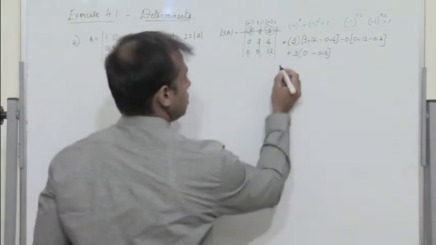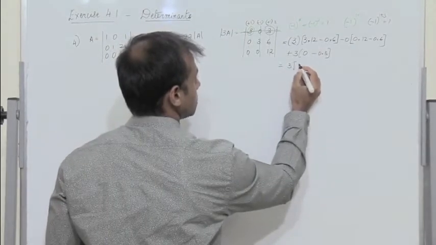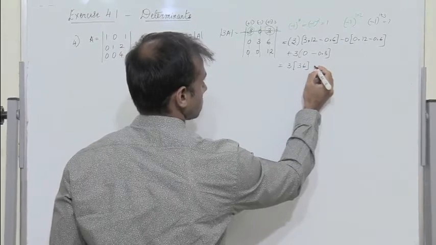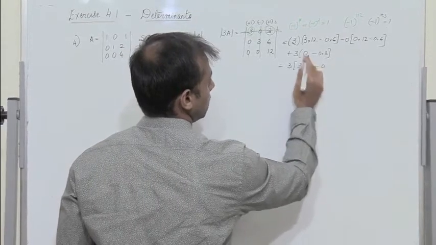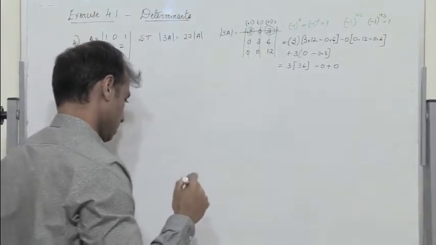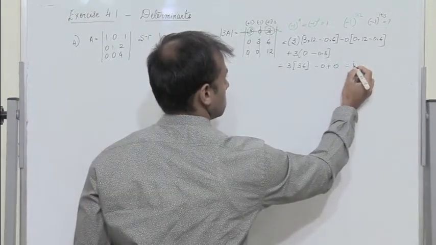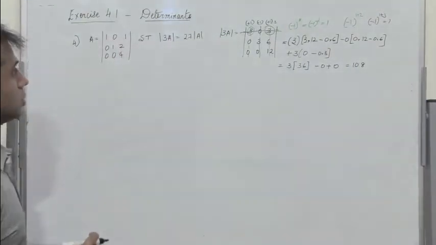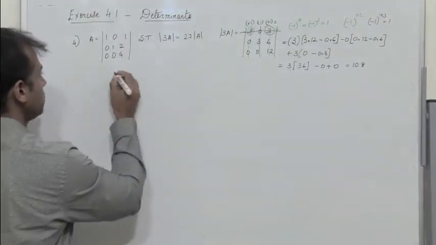So we get 3 into 12 into 3 is 36 minus 0, and this is also 0 plus 0. So this gives us 108. So this is 3 into A. So now let us find A.